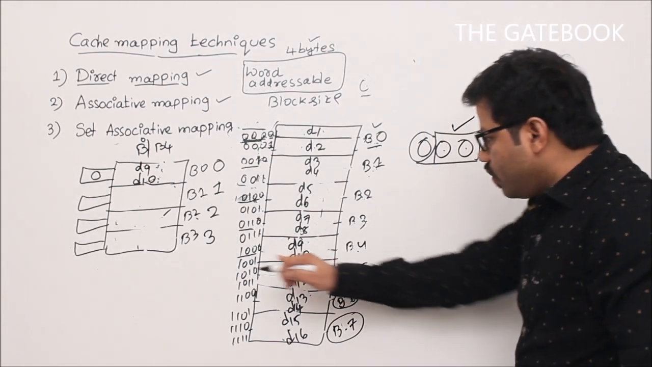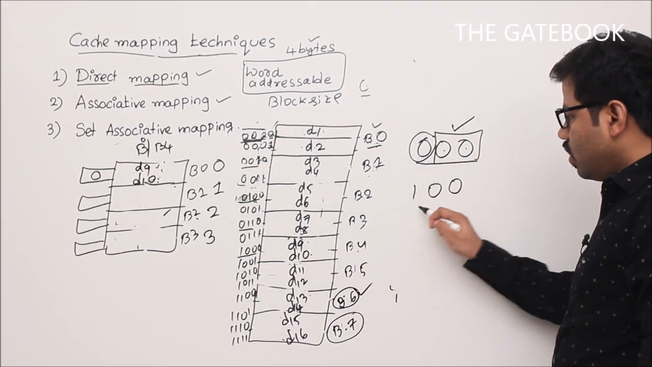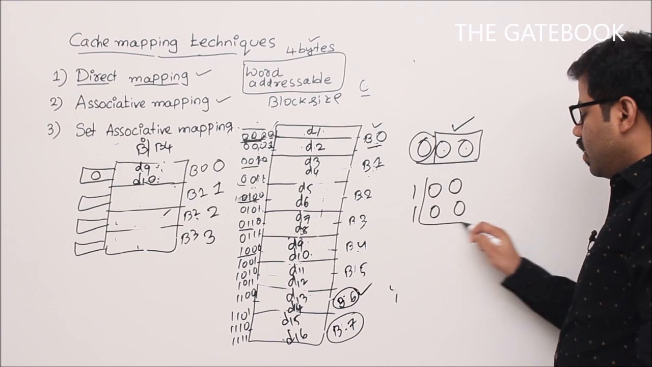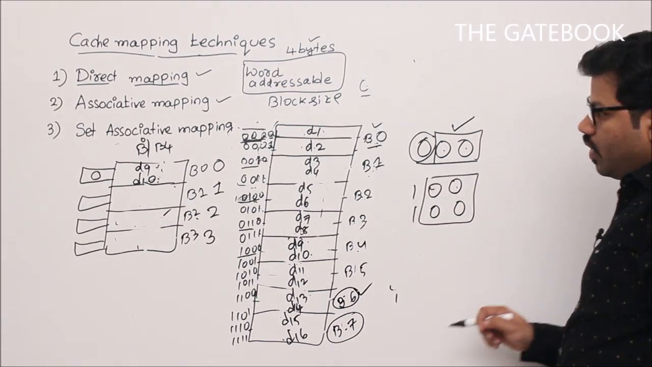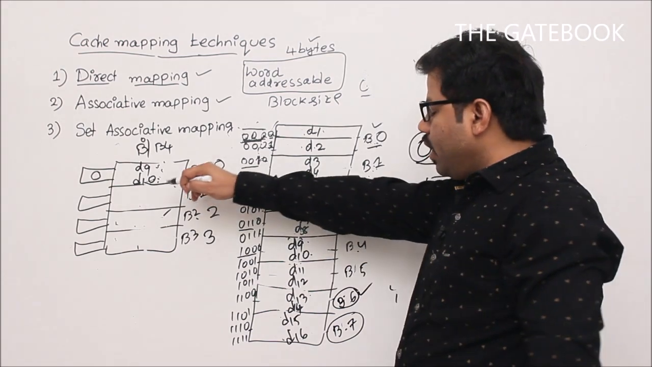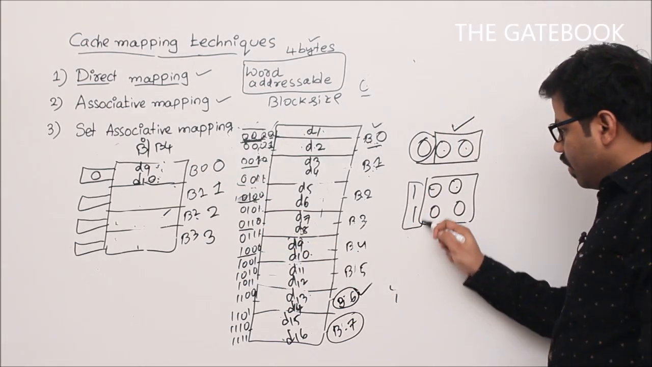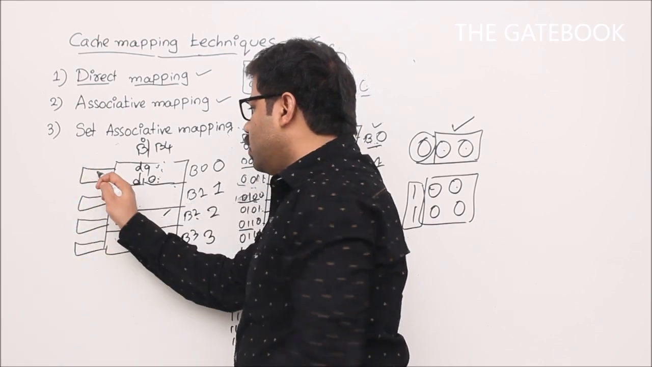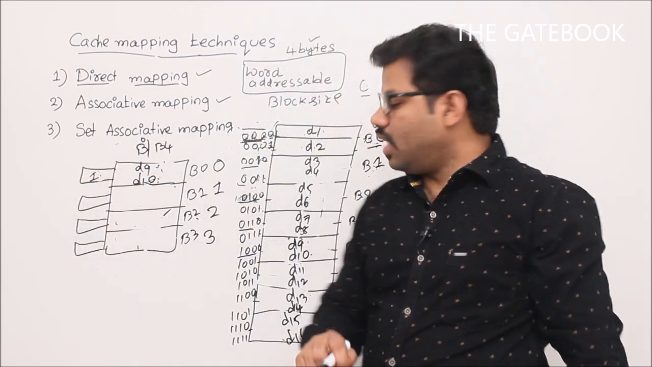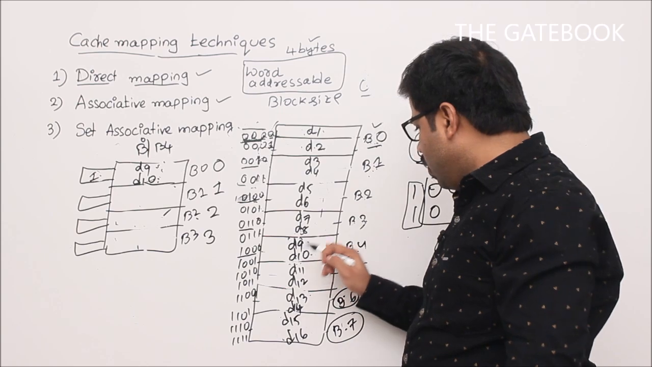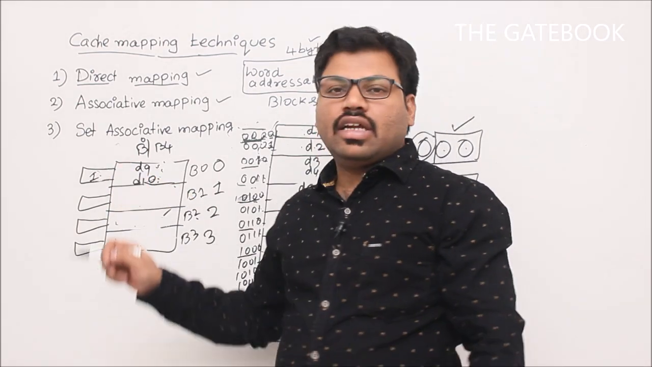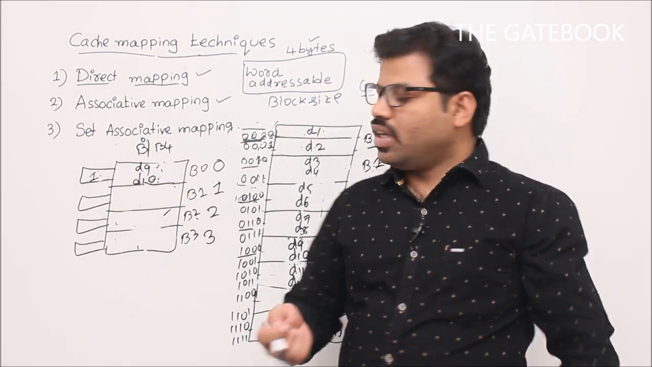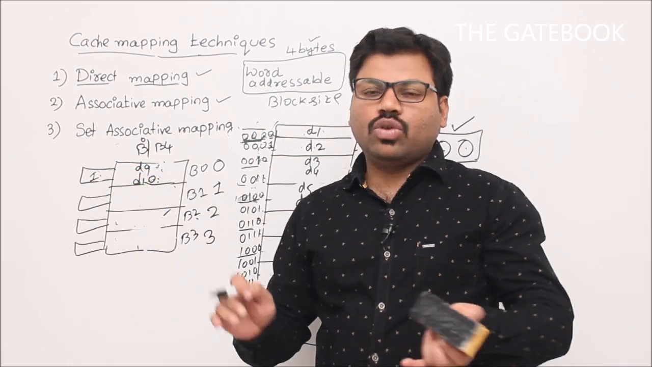For D9, D10, the binary pattern is 1, 0, 0, 1, 0, 0. These 2 positions are again 0, 0, so this block is also going into B0. Now this tag bit will differ, so I write 1 here. From now onwards, if the tag bit is 1, that is block number 4. If the tag bit is 0, then that is block number 0. In that way, we can differentiate the corresponding blocks.